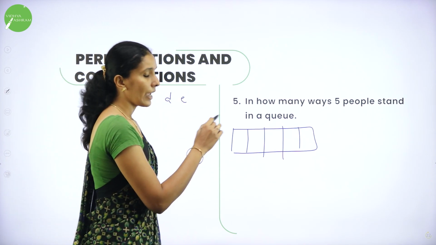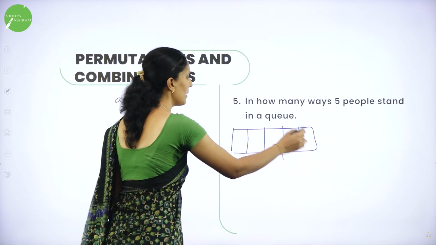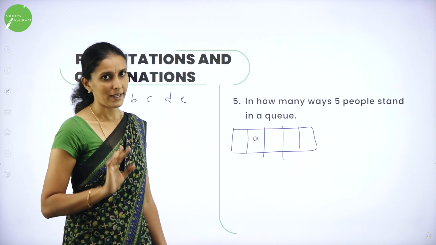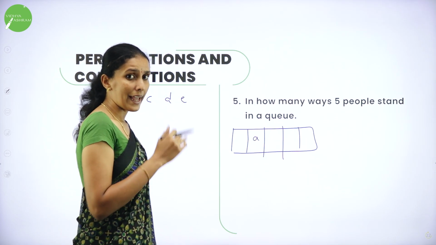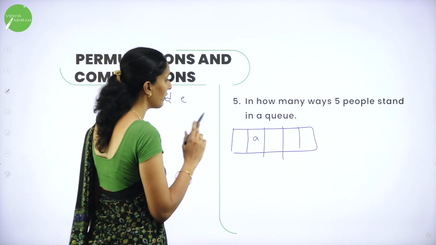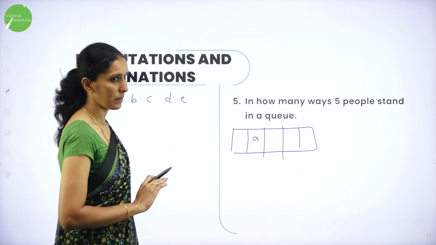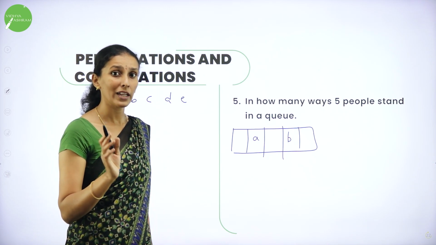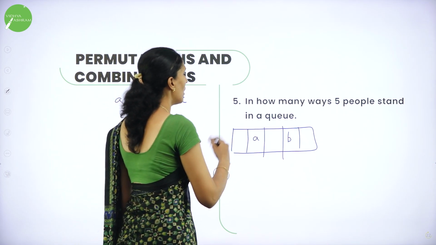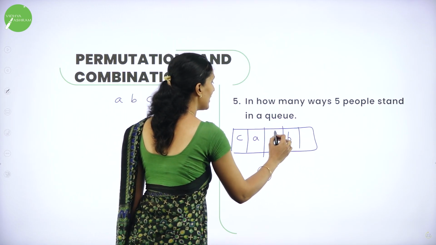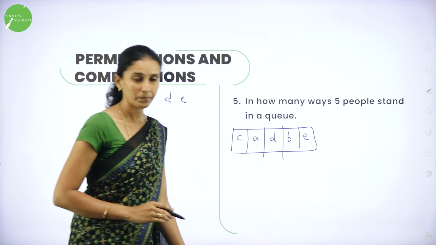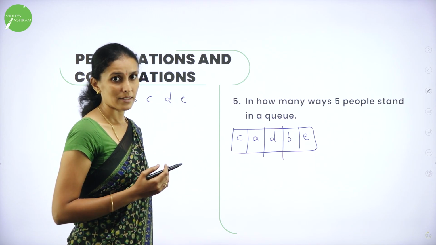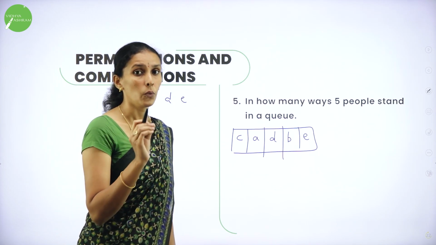A can take any place. Okay, he can choose any place. Once the place A has taken, there are only 4 places left. So we cannot put A again in some other position. So there are only 4 possible places and 4 remaining people. Suppose B has taken some other place, then there are only 3 possible places where 3 different people can stand. Suppose C has taken here, D has taken here, E has taken here. So here we can clearly say the people cannot repeat in different places. So this is an example of permutation without repetition.